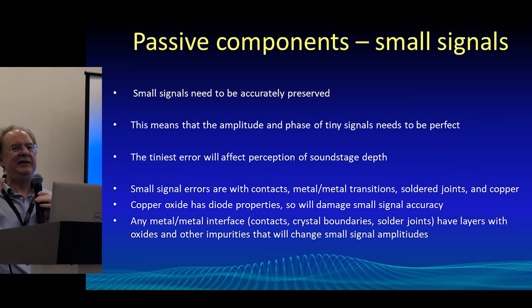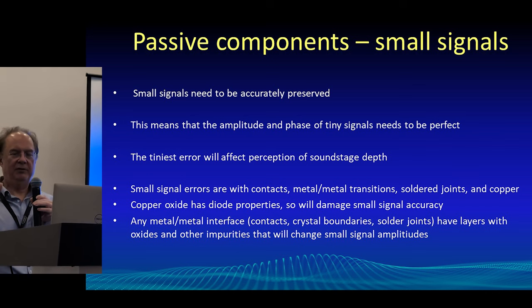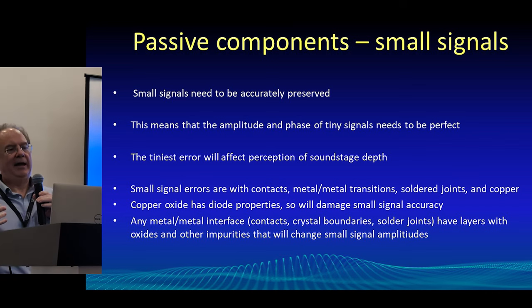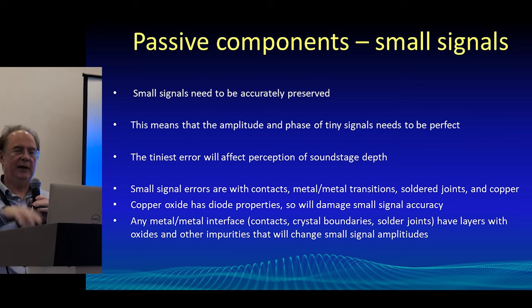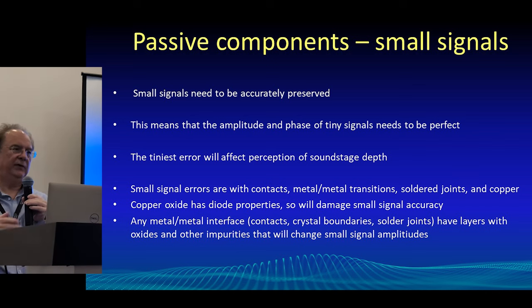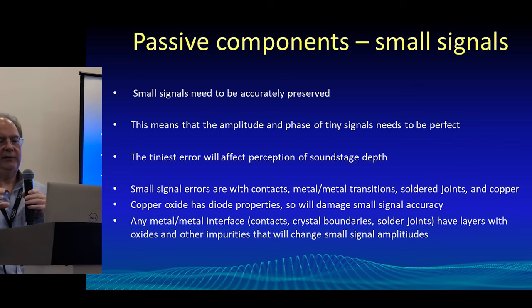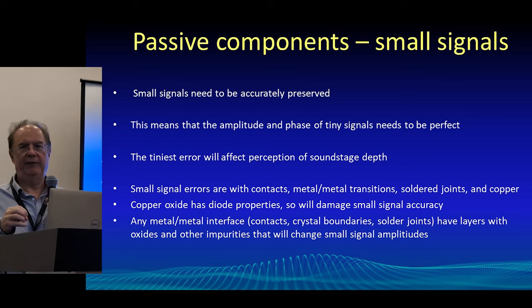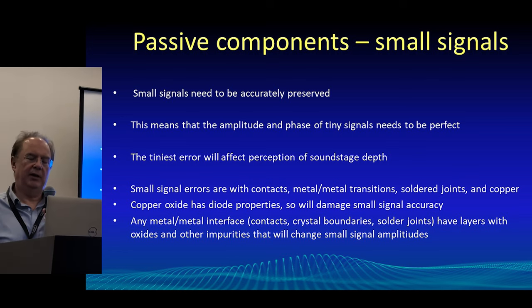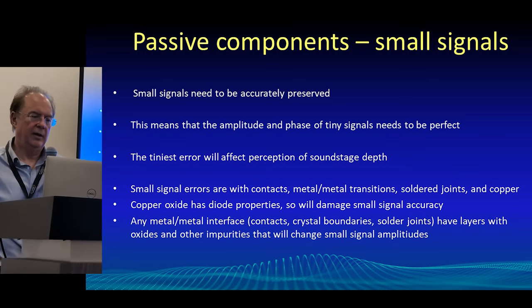Now, these numbers are ridiculously small. 350 dB is an incredibly tiny number, and it makes no sense to me that these things are perceivable. But you can only go on what you can hear. And if I do this as a blind listening test, which I have done, you can still perceive these changes. So the outcome of all this is the amplitude and phase of tiny signals needs to be perfect. And if it's not perfect, you'll hear a change in depth perception.